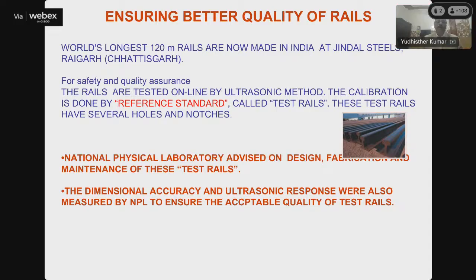But in India, we at NPL help them and advise them on the design and development of these test rails. They are fabricated in India at Hyderabad, and maintenance of these test rails was done by Jindal Steels, and the dimensional accuracy and ultrasonic response were also measured by NPL to ensure the acceptable quality of the test rails. That means these test rails were designed and fabricated in India and then calibrated by NPL. And they are still in use at Jindal Steels at Raigad.